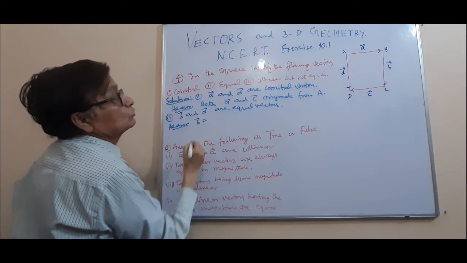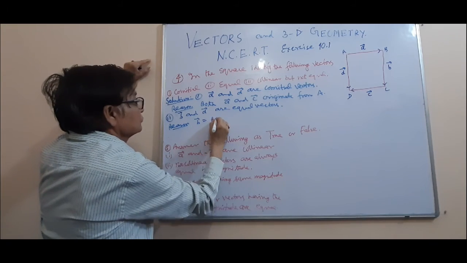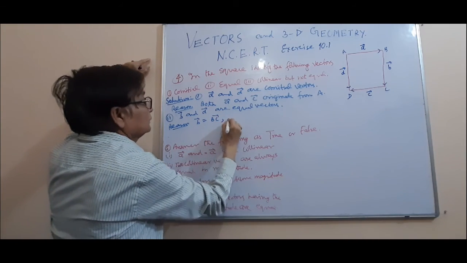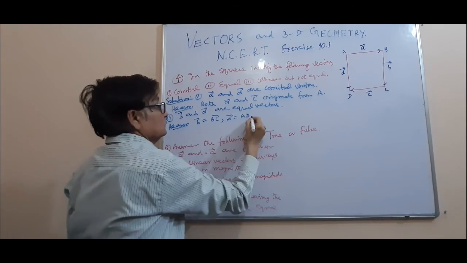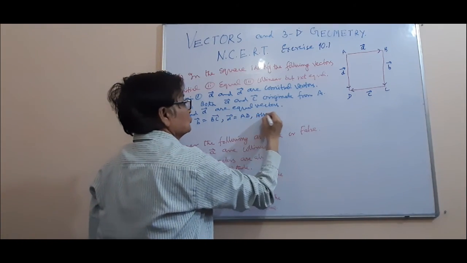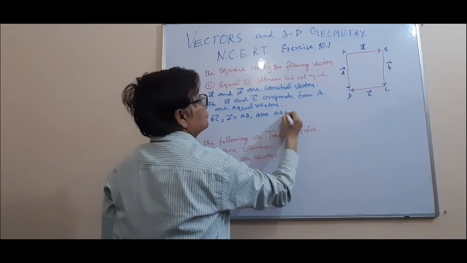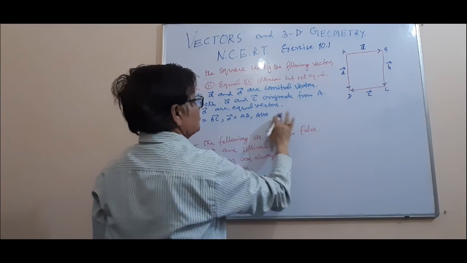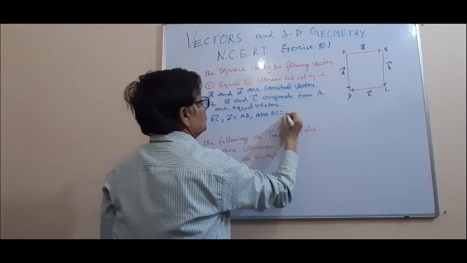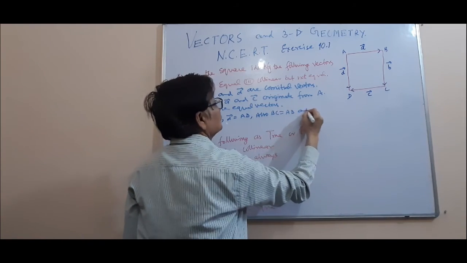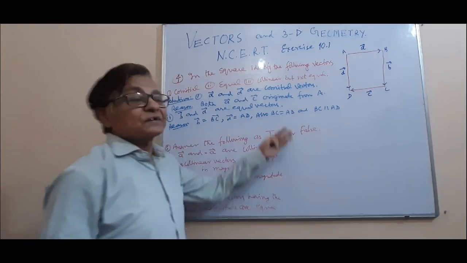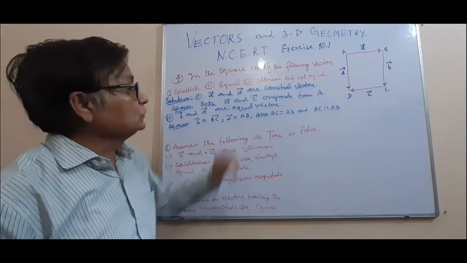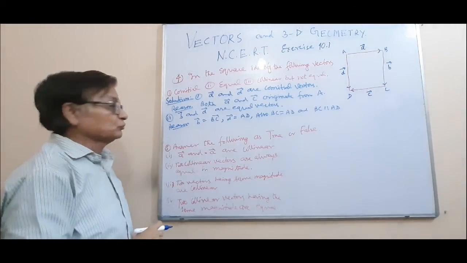Vector b is equal to what? BC, and vector d is equal to AD. Also BC is equal to AD and BC parallel AB. Means they are in the same direction and their magnitudes, that is the length of sides, are also same.